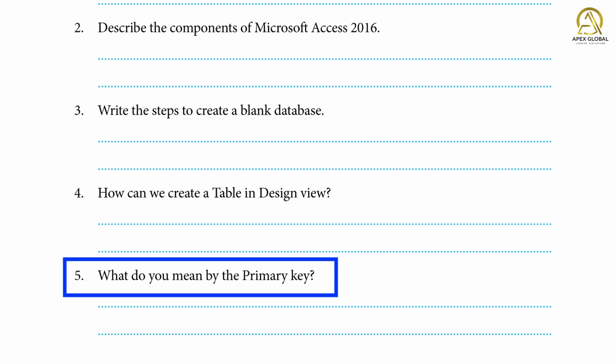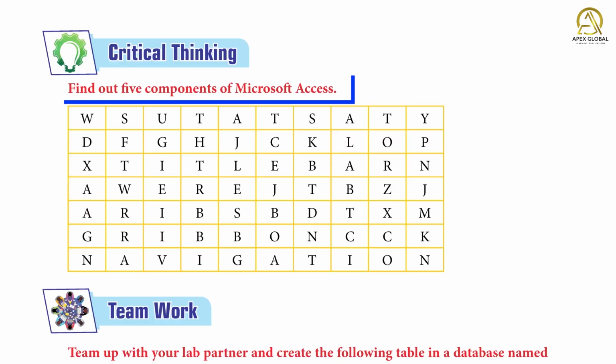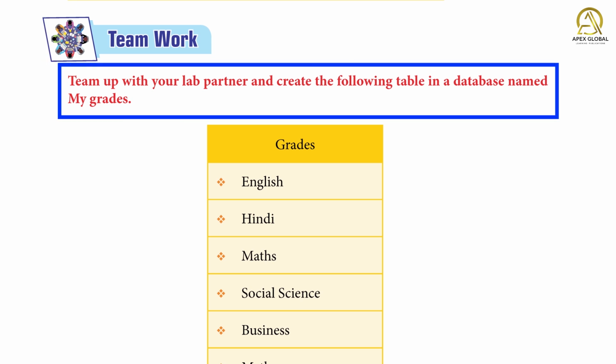Primary key is a standard feature of every database management system, which is used to identify each record of a table uniquely. The field which is designated as the primary key of a table can neither have duplicate data nor be left blank while entering the data. Critical thinking. Find out 5 components of Microsoft Access. Answer: ask students to do it by themselves. Teamwork. Team up with your lab partner and create the following table in a database named My Grades. Answer: ask students to do it by themselves.